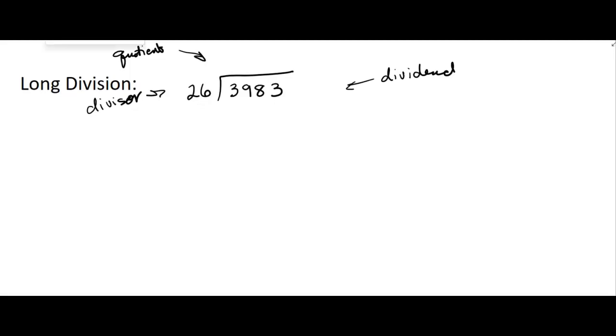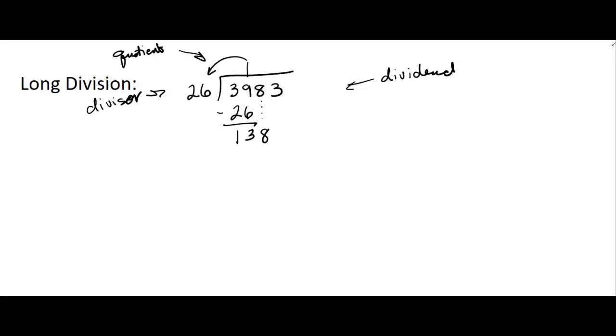I'm going to erase those lines so they're not in my way. All right, 26 goes into 39 one time. Then you multiply 1 times 26, and then if you remember, you subtract. 6 from 9 is 3, 2 from 3 is 1. We have to make sure that the number we get after subtracting is less than 26, and it is. Then you bring down the next number, 8, and go through the process again.